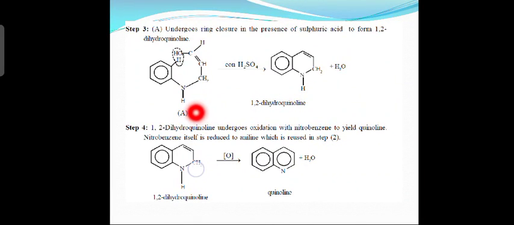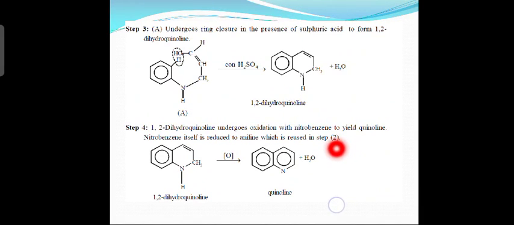Now what is the fourth step? In the fourth step, 1,2-dihydroquinoline undergoes oxidation with nitrobenzene to give quinoline. So here you can see 1,2-dihydroquinoline undergoes oxidation in the presence of nitrobenzene to give what? Quinoline. So quinoline is obtained and then a water molecule is eliminated. Now nitrobenzene is itself reduced to aniline and this aniline is used up in the second step.